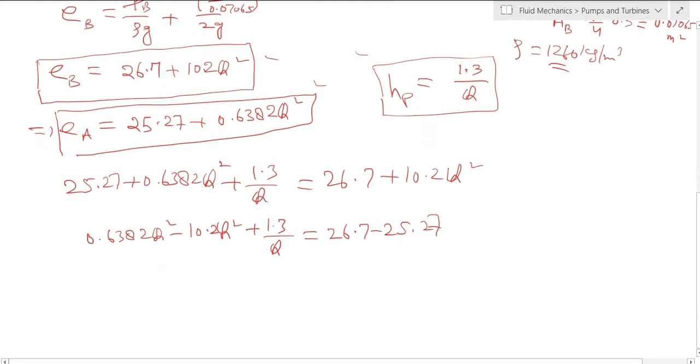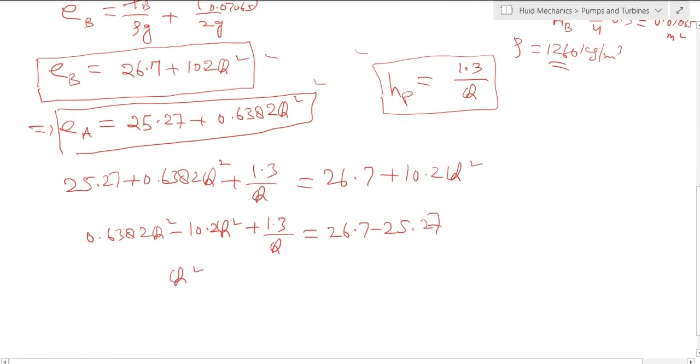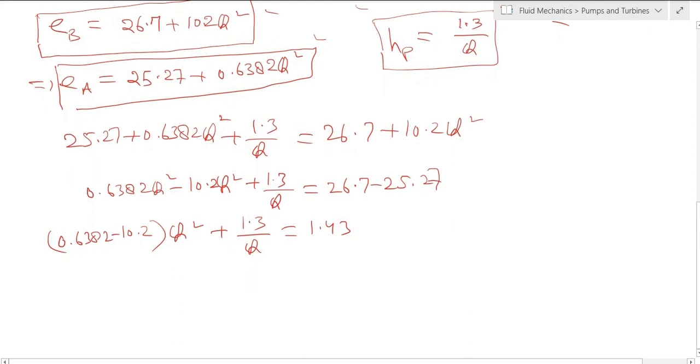Here we can take Q square common here and here. So what we get? 0.6382 minus 10.2 plus 1.3 divided by Q. Now 26.7 minus 25.27 is 1.43, right, when we subtract these two. Now this, when we simplify, is going to be minus 9.562 Q square plus 1.3 divided by Q is equal to 1.43.